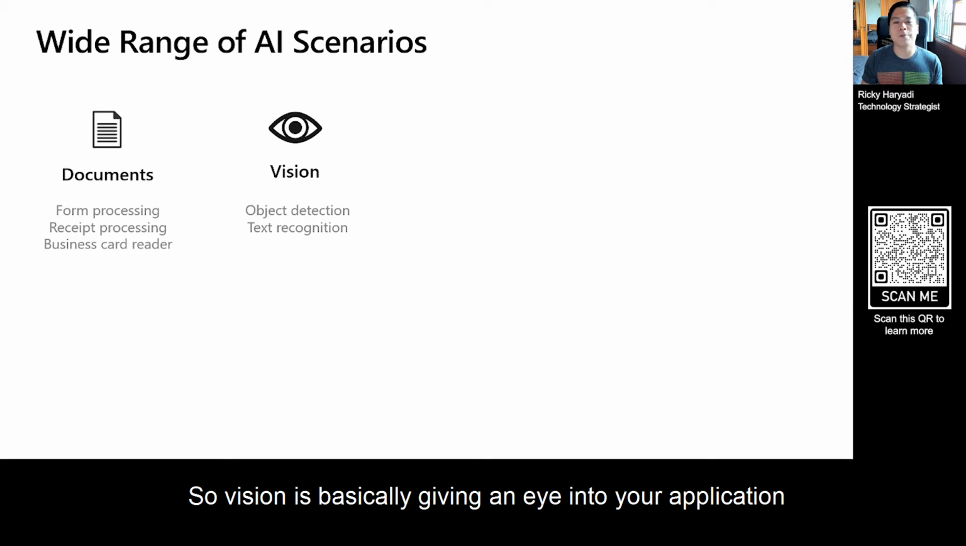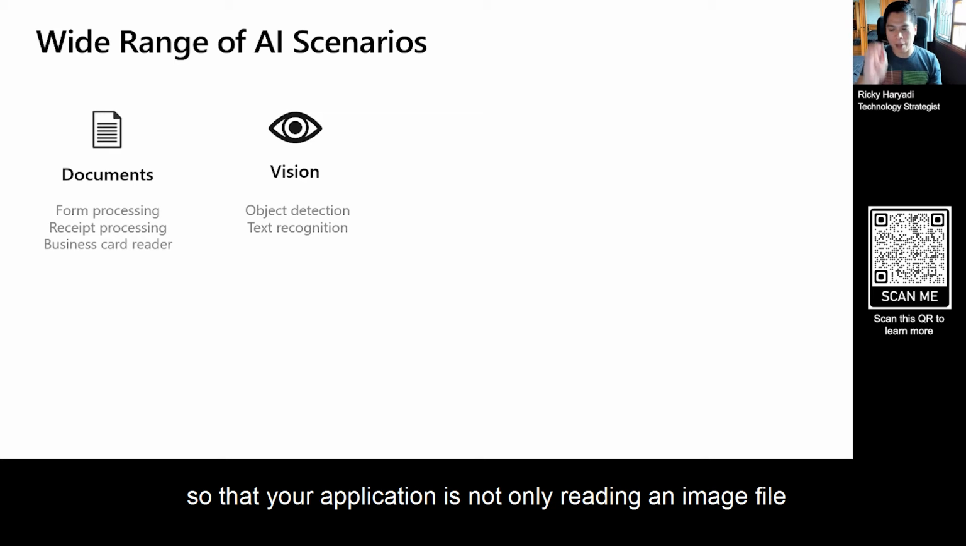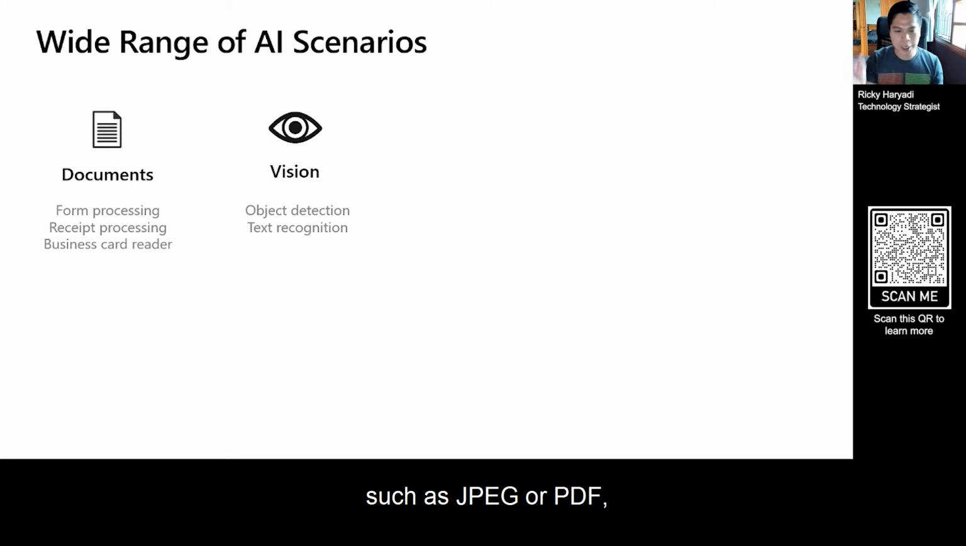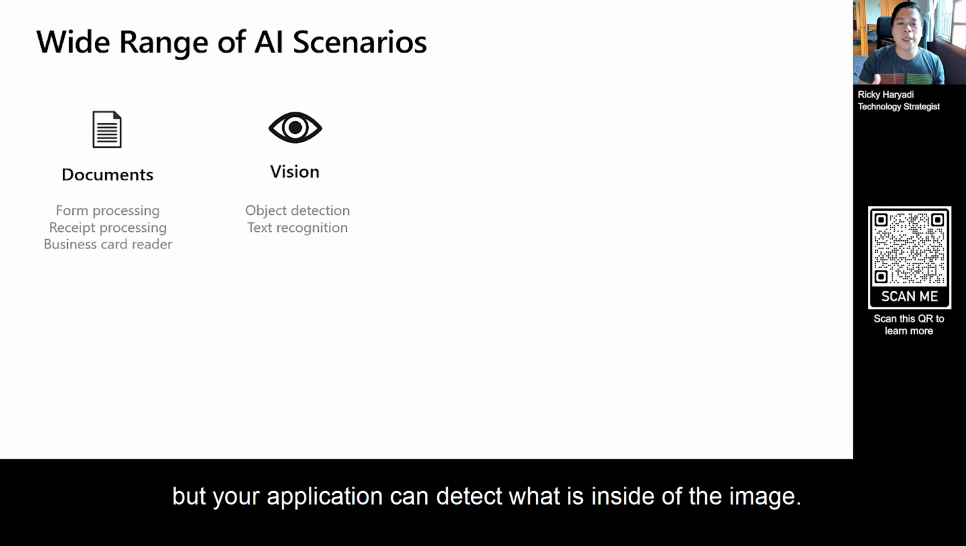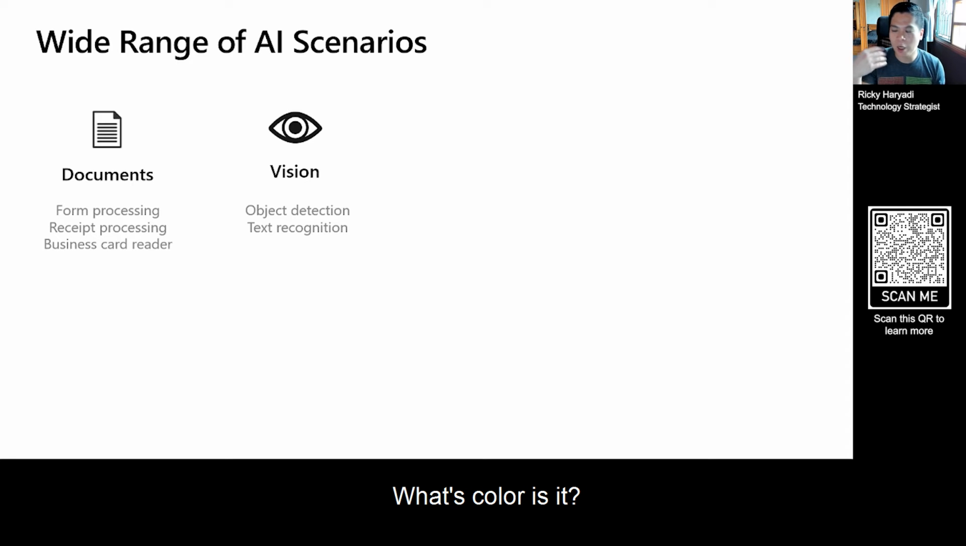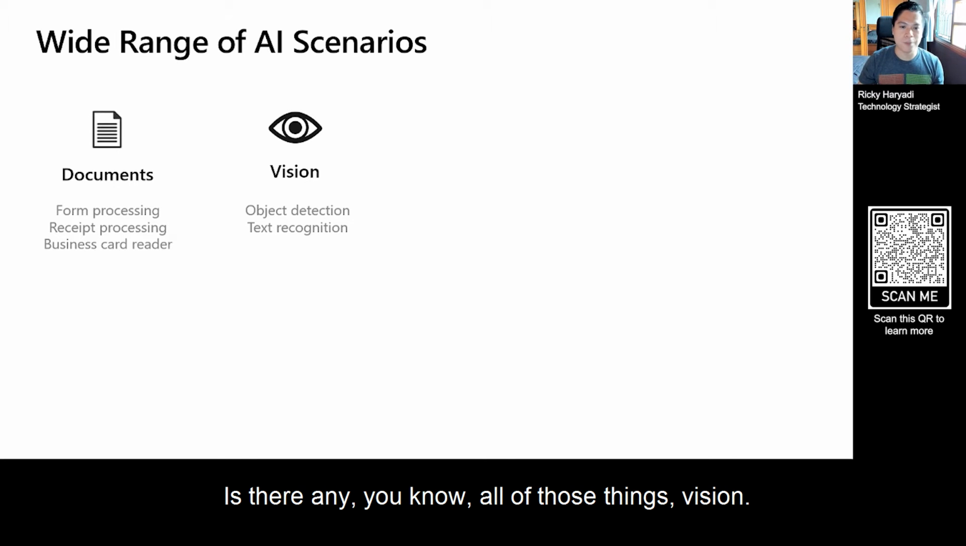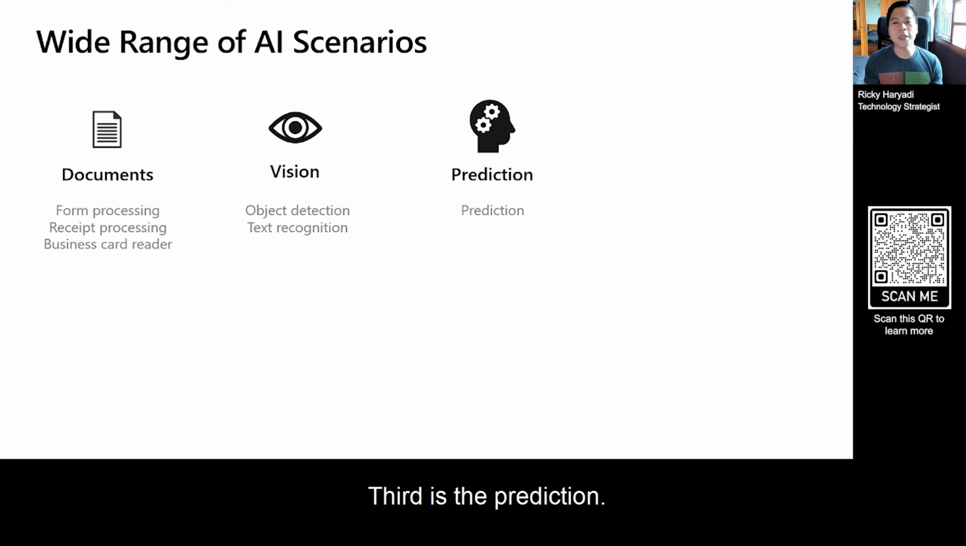Vision is basically giving an eye to your application, so that your application is not only reading an image file such as JPEG or PDF, but can detect what is inside of the image. What color is it? What text is it? Is there any human? Is there any of those things? Vision. Third is prediction.